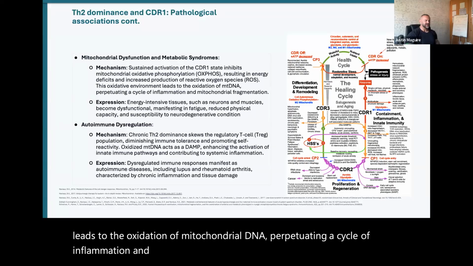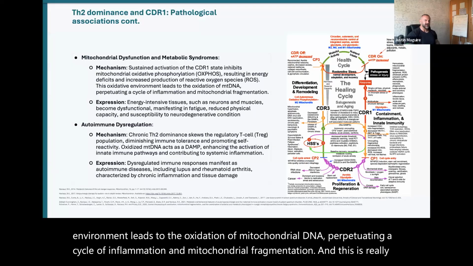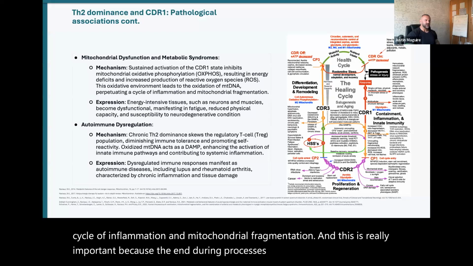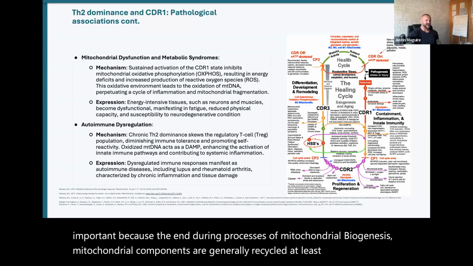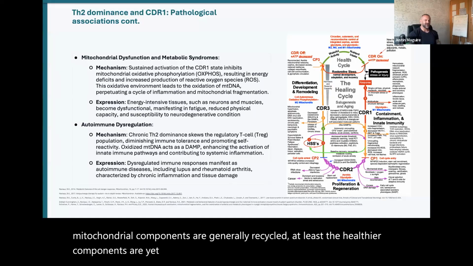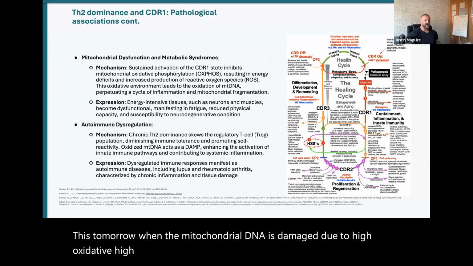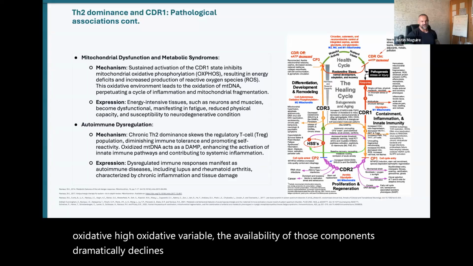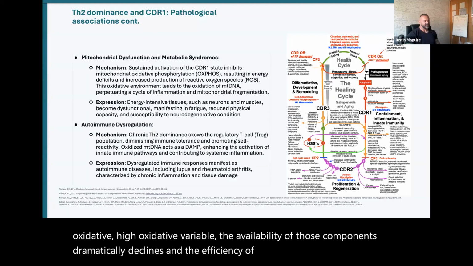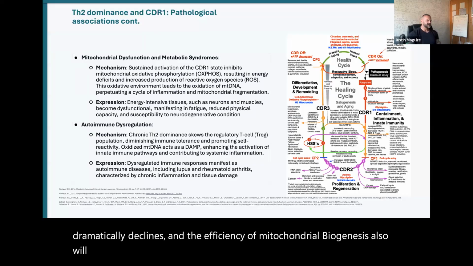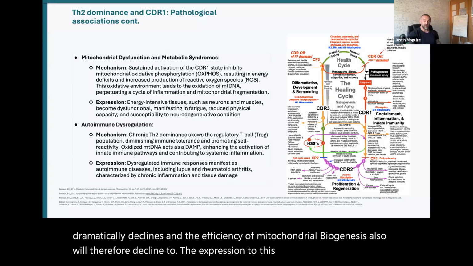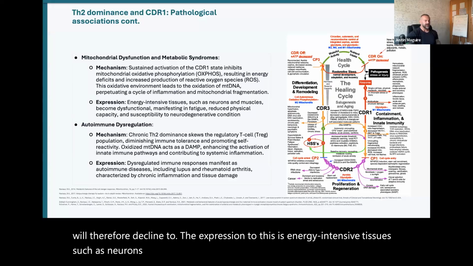And this is really important because during processes of mitochondrial biogenesis, mitochondrial components are generally recycled, at least the healthier components are. Yet in this particular scenario, when the mitochondrial DNA is damaged due to a high oxidative variable, the availability of those components dramatically declines, and the efficiency of mitochondrial biogenesis also declines. So the expression of this is that energy-intensive tissues such as neurons in the brain and muscles become dysfunctional.